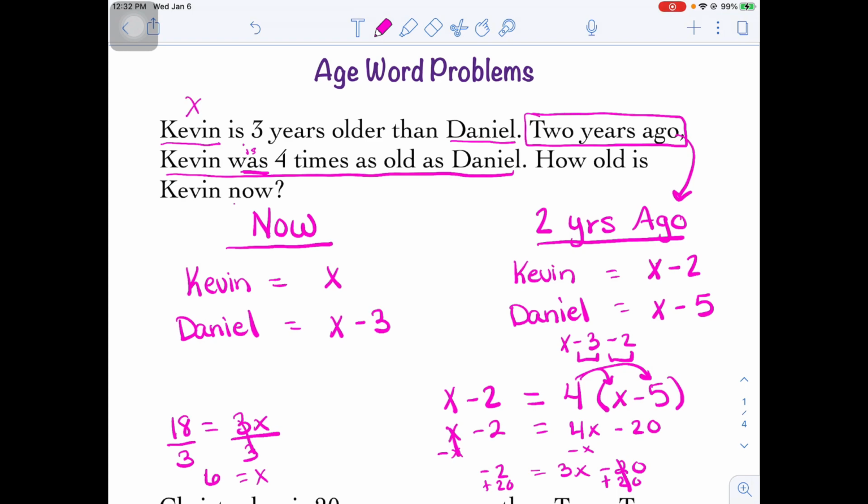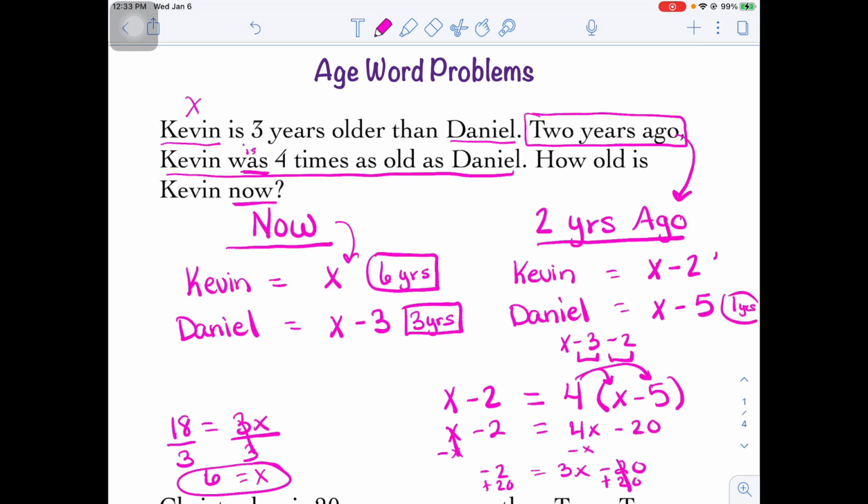So it says, how old is Kevin now? Well, right now he's being called X, and we know that X is 6. So he's actually 6 years old. That would make Daniel, right now, 6 minus 3, so he would be 3 years old. 2 years ago, Daniel would have only been 6 minus 5, 1 year old. And 2 years ago, Kevin would have been 4 years old.